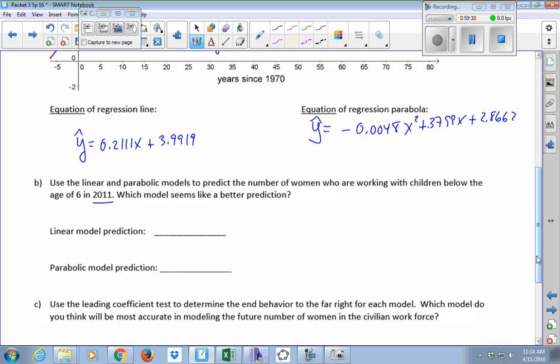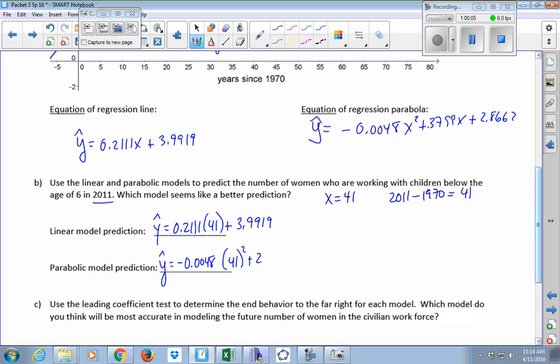Would I put 11 into the equation? 41, right. How'd you get that, Spencer? Yeah, it's the years after 1970. That's what x is. So you always have to read how each variable is defined. So basically, you go, okay, I'm going to predict the number of women in the workforce using the linear model by putting 41 in for x. And then to use the parabolic model, I put in 41 for x there. And I get two different answers.